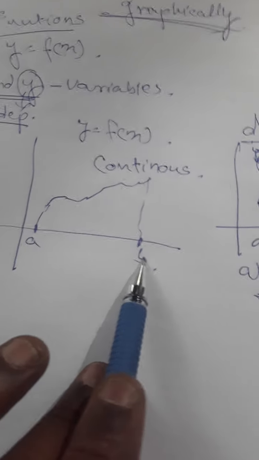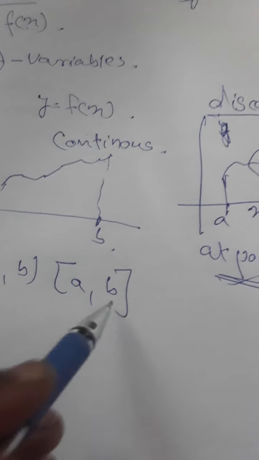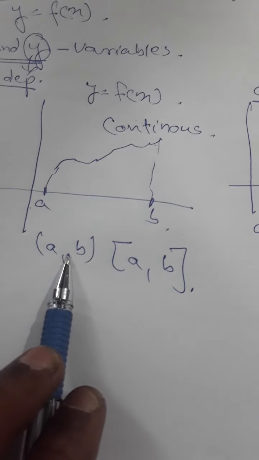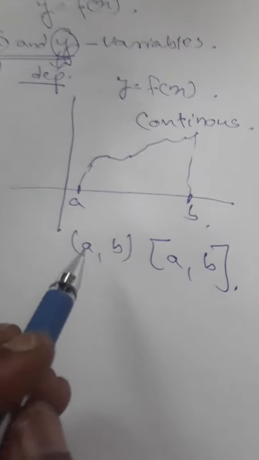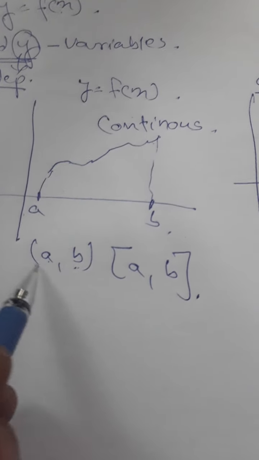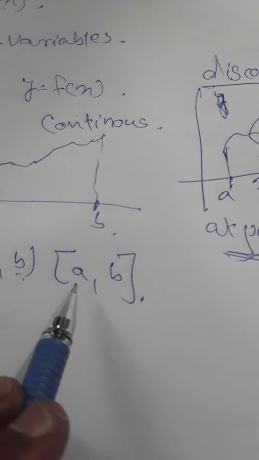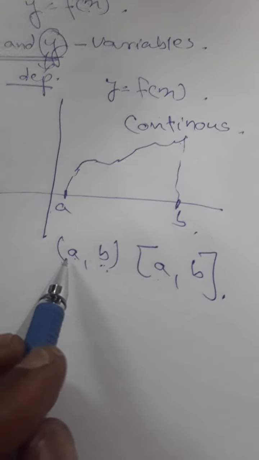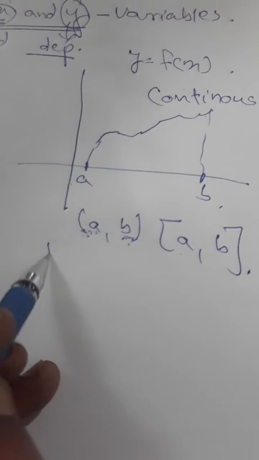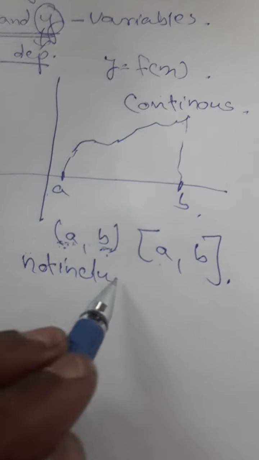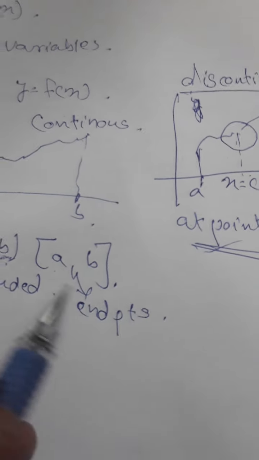Now here I have taken the interval. That interval may be an open interval or a closed interval. Now remember that in case of the open interval, the end points are not included, and in case of the closed interval, the end points are included.